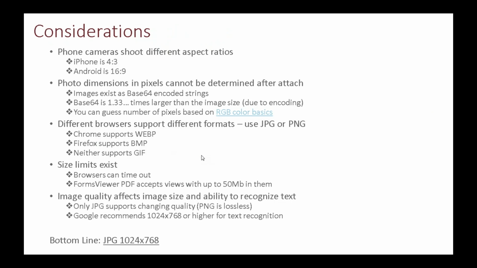So before we do the demo, which is going to be soon, there are a few considerations. As I was preparing for this demo this week, I was looking around at how photos are processed on phones. The iPhone has a camera that takes a default 4:3 aspect ratio. It's different on Android. In addition, you can't necessarily tell the dimension of the photo by just looking at the image that's attached to the form.